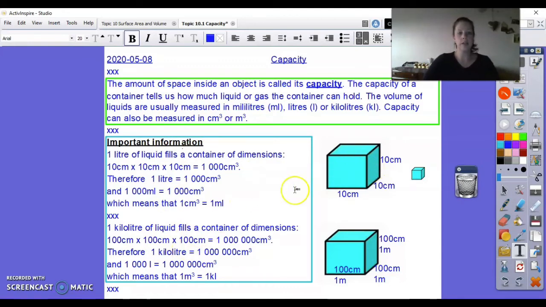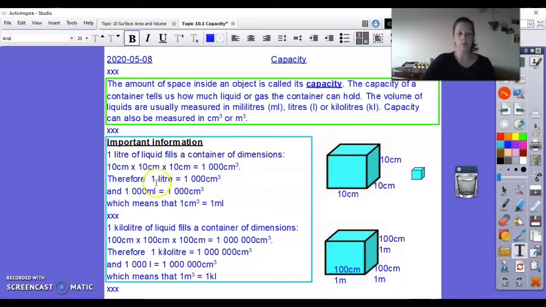1 liter of liquid fills a container of dimensions 10 centimeters by 10 centimeters by 10 centimeters. Okay, if I multiply length, breadth, and height, it gives me a volume of 1,000 centimeters cubed. So if I've got this diagram on the right hand side, I've got 10 centimeters by 10 centimeters by 10 centimeters. 1 liter of water can fit into this container. Okay, and it happens to have a volume of 1,000 centimeters cubed.